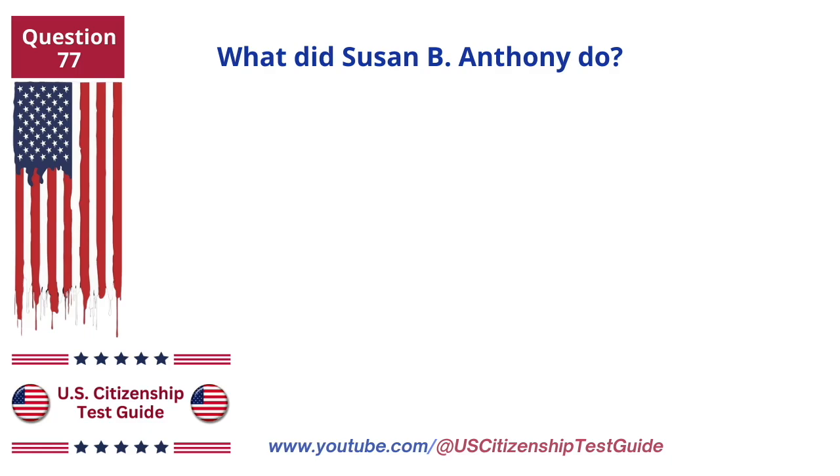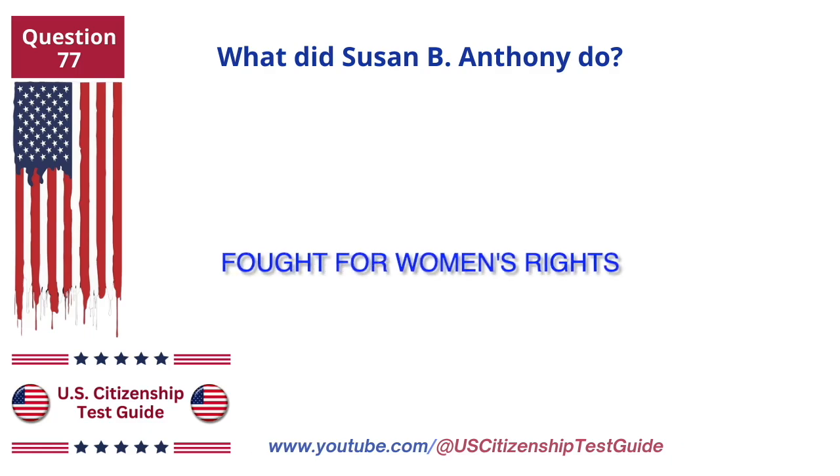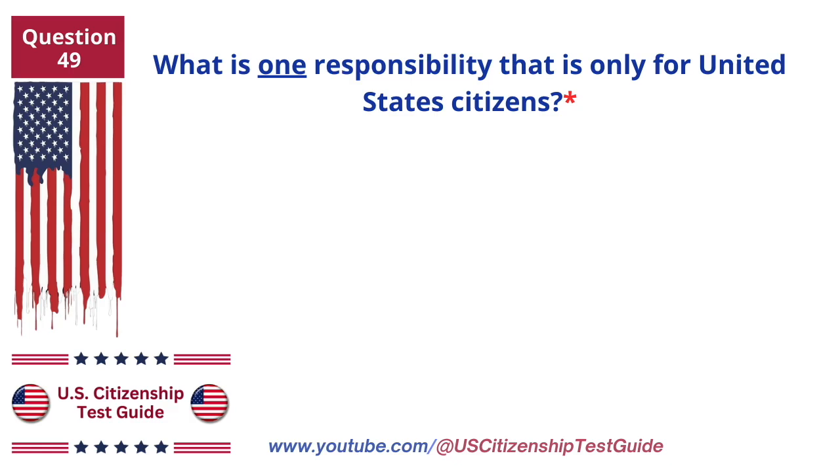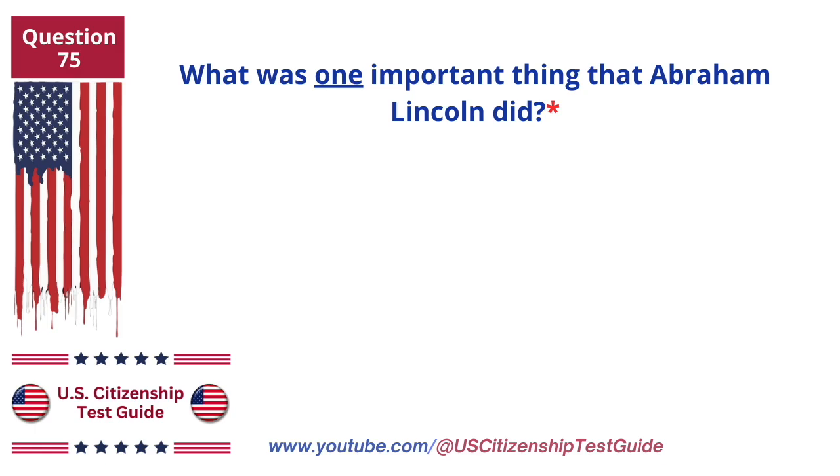What did Susan B. Anthony do? Fought for women's rights. What is one responsibility that is only for United States citizens? Serve on a jury. What was one important thing that Abraham Lincoln did? Freed the slaves.